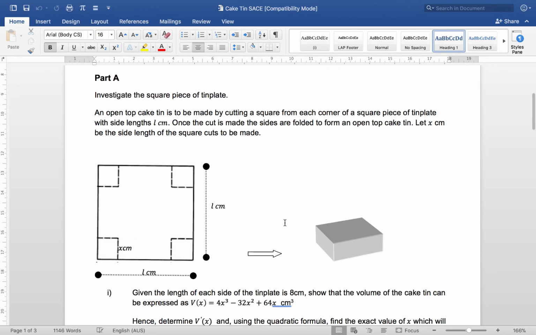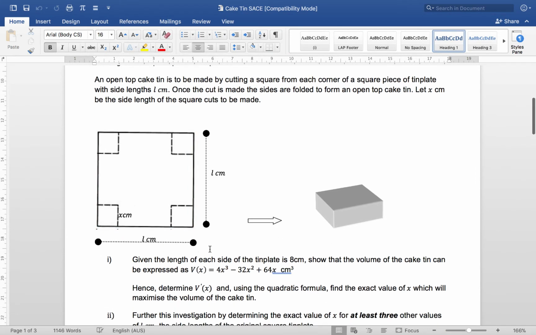So here we've got our bit of tin plate of length L, and what we're going to do is cut out 4 pieces from it. These are going to be length x, and what we have to do to start with is, given that the length of each side of the tin plate is 8 centimeters, so that's L being 8, show that the volume of the cake tin can be expressed as the volume being equal to 4x cubed minus 32x squared plus 64x cubic centimeters. Now, how do we do this?